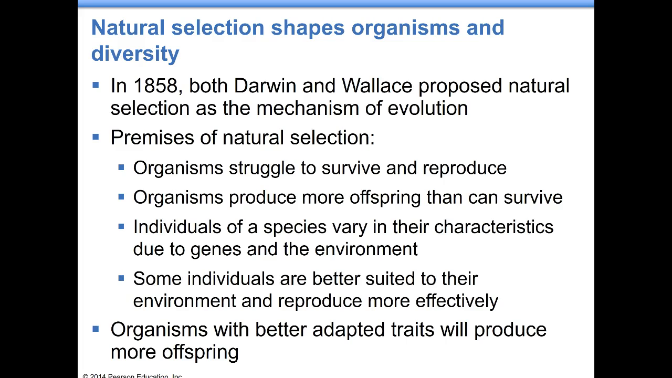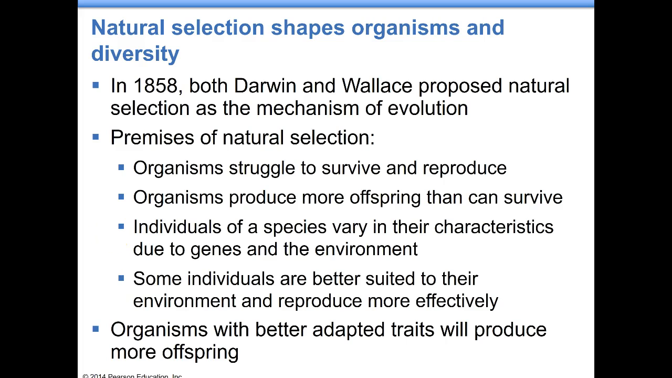In 1858, Darwin and another man by the name of Wallace both proposed the idea of natural selection as a mechanism of evolution. Darwin happened to beat Wallace to the publication, and that's why Darwin gets most of the credit. The idea of natural selection is that organisms struggle to survive and reproduce in their environment. That struggle produces offspring that are able to survive, because the ones that can survive and reproduce are going to be the strongest within the population.